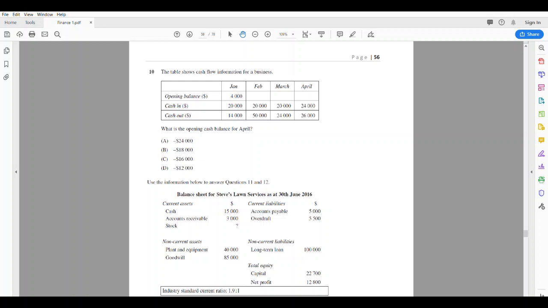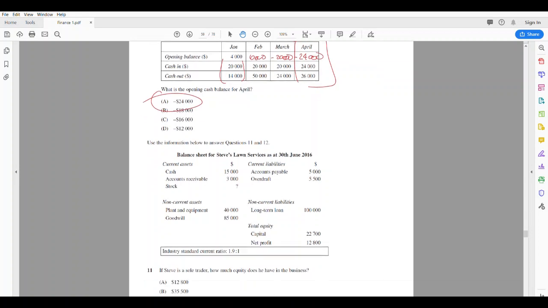Cash flow statement. Pretty simple. Year 11 work. So we now have an opening balance of 4,000. Our flow here is plus 6, so we get 10,000. We add 20,000 on, 30,000, but we minus 50. So we get minus 20,000. Add another 20,000 on, but we minus 24. It's minus 24,000. Answer for April, minus 24,000. Pretty simple.